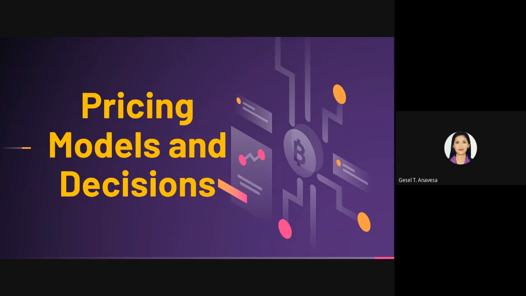Okay, so good day, class. For today, we are going to discuss the pricing models and decisions. Decisions made in revenue management will vary in many models, researches, and analyses, and in order to conduct those researches and analyses, we have to understand the customer or the consumer. So, as we have discussed previously, the customer or consumer is the heart of revenue management.